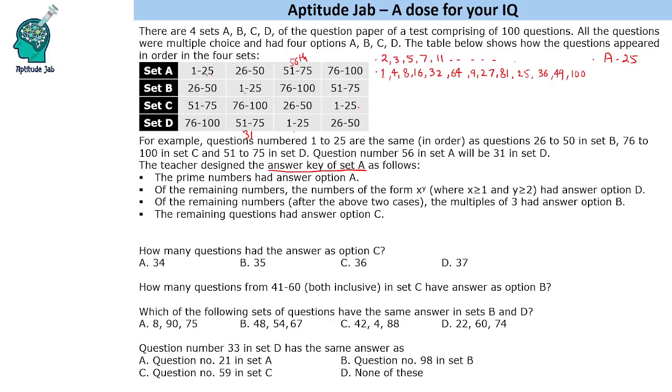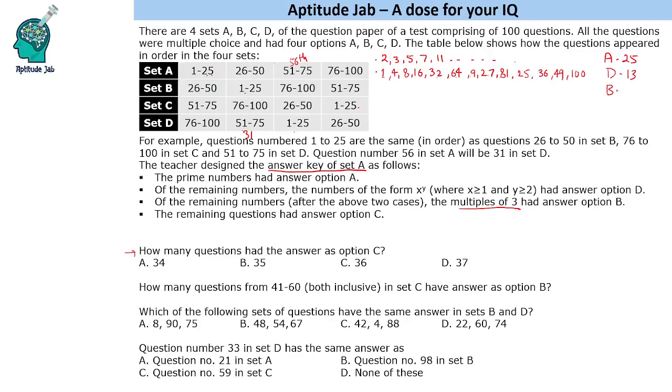So let us count how many questions these are. If we see this: 1, 2, 3, 4, 5, 6, 7, 8, 9, 10, 11, 12, 13. So there are 13 questions that have answer option D. Why we are counting is, one of the questions is how many questions had the answer as option C. Now next is, of the remaining numbers after the above two cases, the multiples of 3 had answer option B.